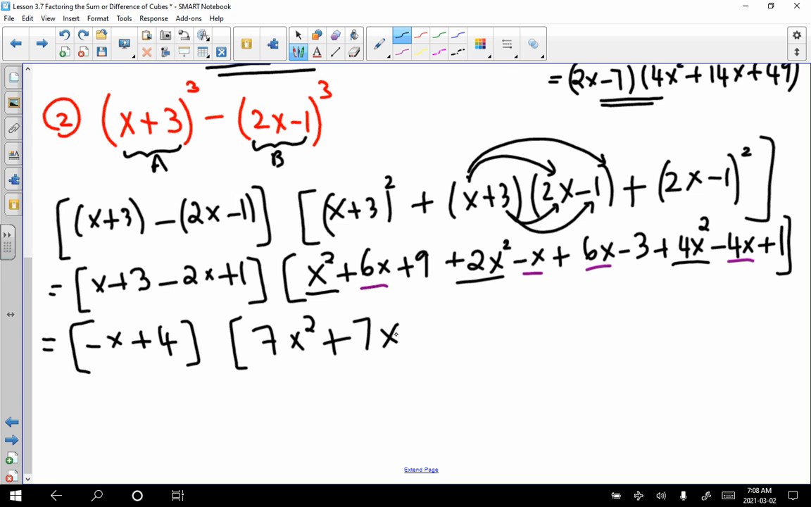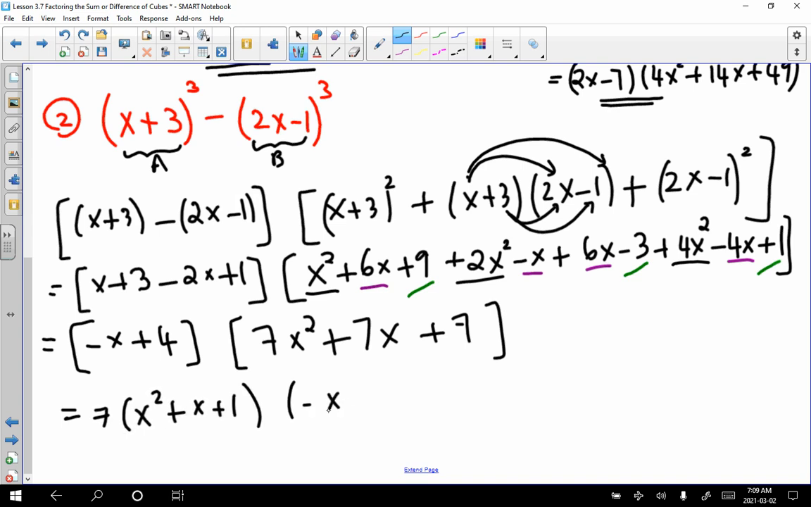And then the constant terms. The constant terms are plus 9, minus 3, and plus 1. So that's 9 minus 3 is 6, plus 1 is 7. So you have 7 there. And to completely factor it, you got to factor out the 7 that you see here. So it's 7 times x squared plus x plus 1 times negative x plus 4.